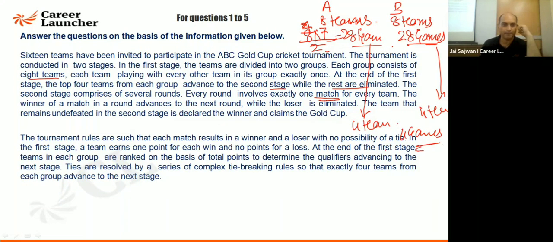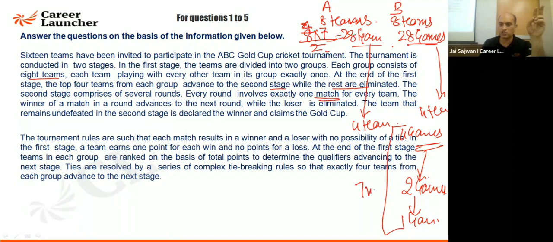Is that fine? The winner of the round advances to the next round and the loser is eliminated. The team that remains undefeated in the second stage is declared the winner and claims the gold medal. So in the next round, there are 4 teams left. Again, they are going to play with each other. Can I say 2 games are to be played in the next round? And then only 2 teams are going to be there. So at the end, 1 final game is to be played. Is that fine, clear, everyone? Please ask me.